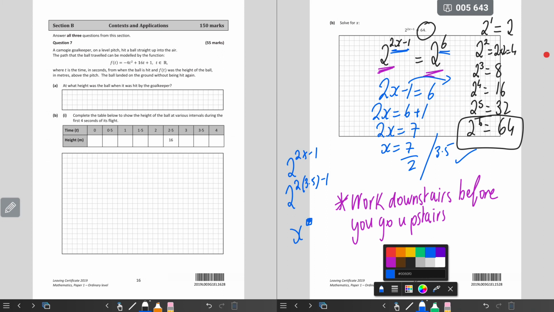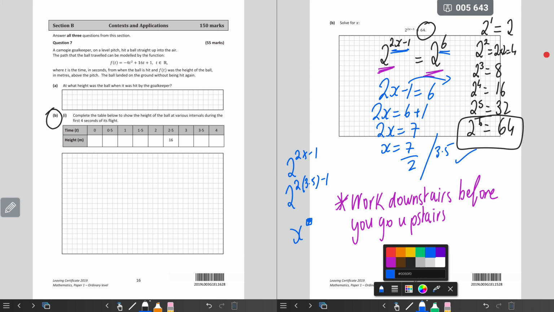Next one now, we're on the long questions. So I'll make it this paper done. 7 and 8 anyway. Here, Camogie, goalkeeper on a level pitch, hits a ball straight up into the air. The path of the ball travel can be modelled by that function. Now, these are lovely marks because you're getting to draw the graph. But just to test you, what shape is a minus 4t squared or a minus 4x squared?